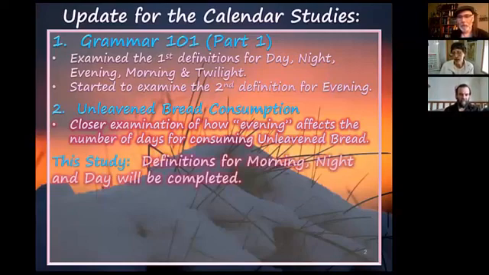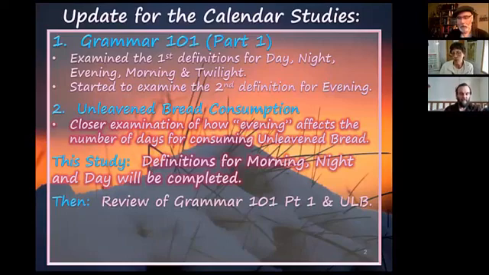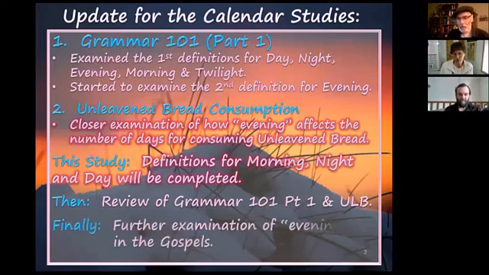The study today, we are going to do the definitions for morning and night, and we will complete the rest of the definitions for the word day. And then we are going to review a little bit of the Grammar 101, Part 1, that we did 2 weeks ago so that you can remember, and we will do a little bit of review on the unleavened bread consumption so that you can remember. And then at the end, we are going to do a further examination of the word evening in the Gospels. This is going to be really interesting to see what happens with the word evening in the Gospels.